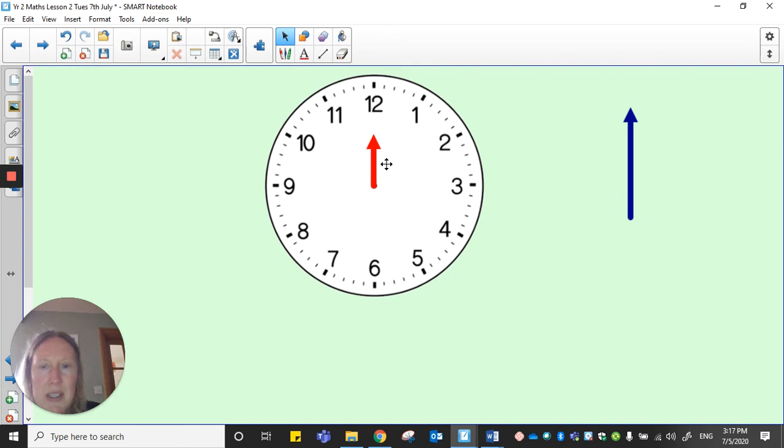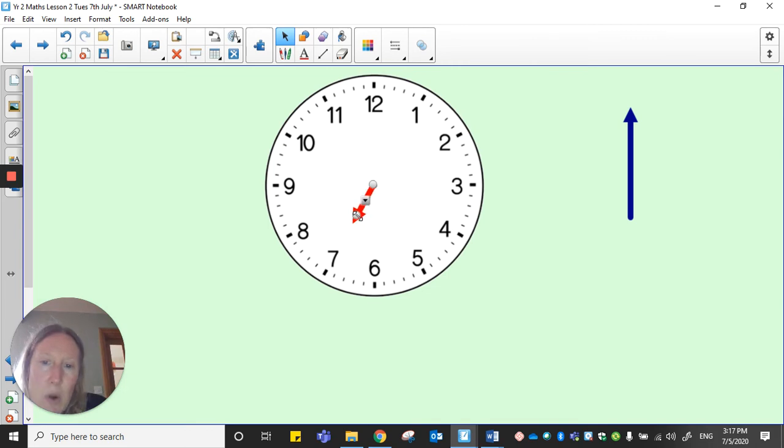Because do you remember when we were saying that when we've got the past side, we're talking about what hour it has gone past. Thing is, when we get around to this side, what do we call this side? This is the to side, because it's telling me how many minutes to the next hour.